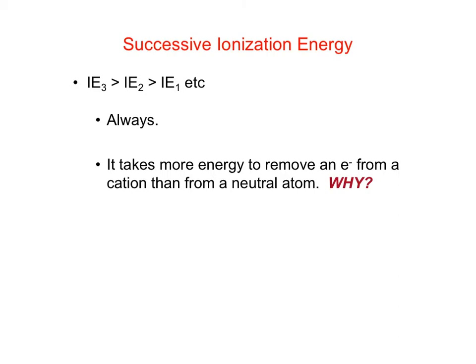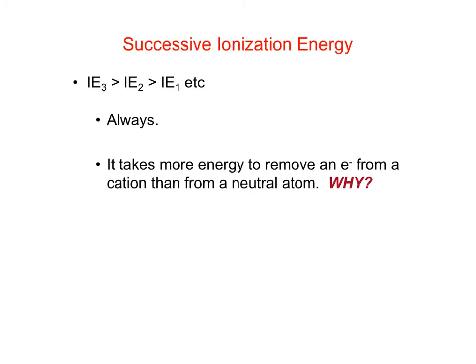Okay, the last thing I want to talk about is successive ionization energies. Every time I go to take another electron away from an atom, it always costs more energy. It's always easiest to remove the first electron. The second electron takes more energy than that. The third electron takes more energy than that. And that's always true. And we can understand that if we think about a neutral atom.